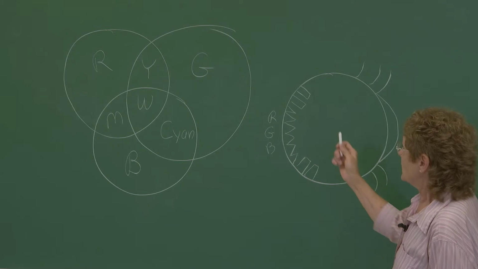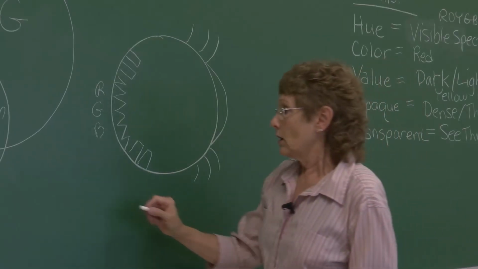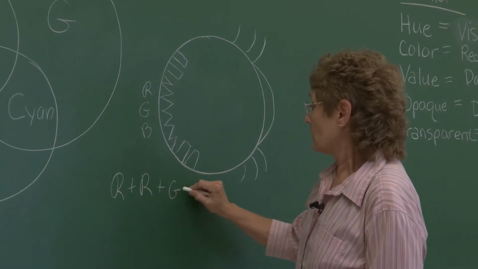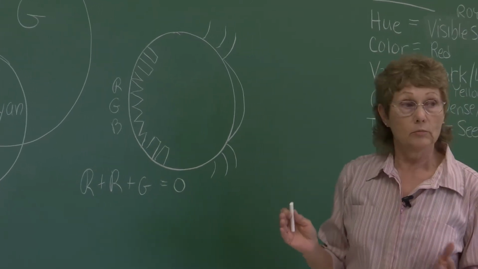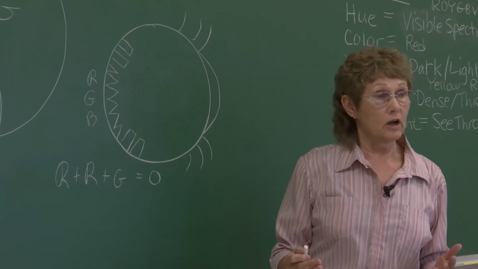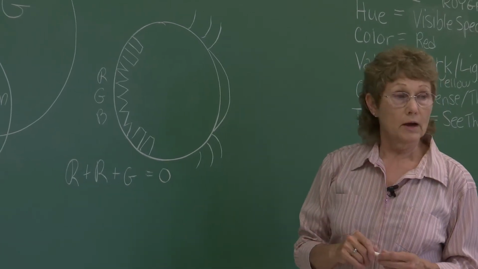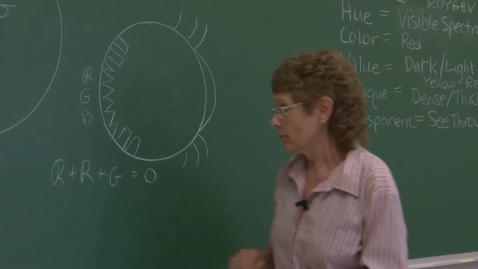So if red and green make yellow, how do we see orange? Well, a little more red will equal orange. So it's combinations of red, green, and blue that make up all of the colors that we see. This is how your computer monitor works. It's also how your television works, and it's how your eyes work.